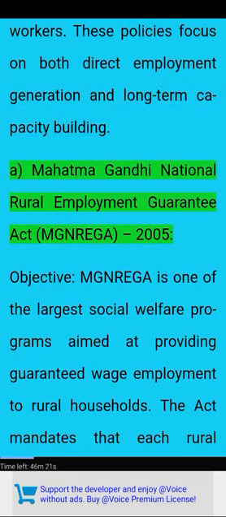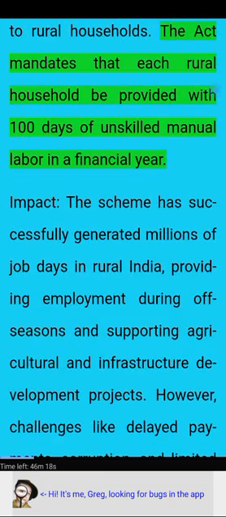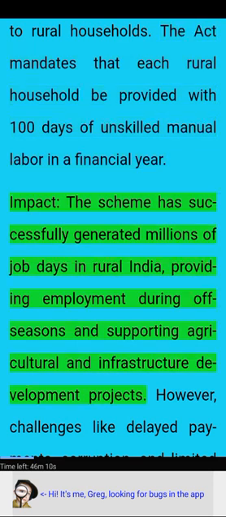A. Mahatma Gandhi National Rural Employment Guarantee Act (MGNREGA) 2005. Objective. MGNREGA is one of the largest social welfare programs aimed at providing guaranteed wage employment to rural households. The act mandates that each rural household be provided with 100 days of unskilled manual labor in a financial year.